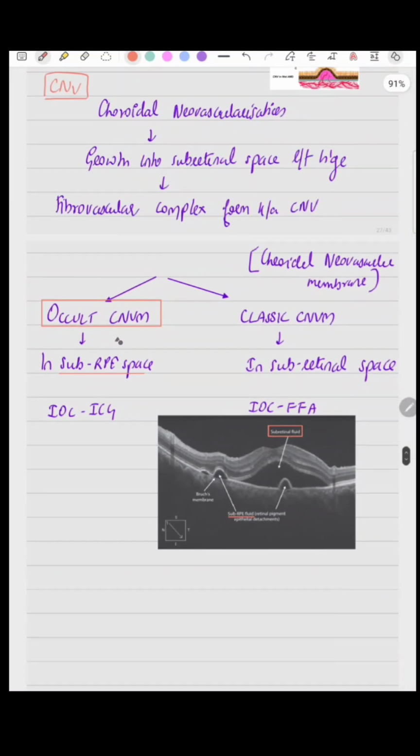So, in occult CNV, which is sub-RPE, the investigation of choice is ICG. In classic CNVM, in the subretinal space, the investigation of choice is FFA.